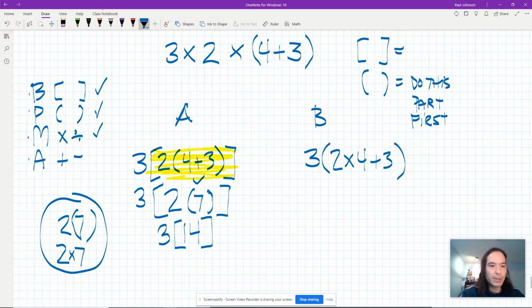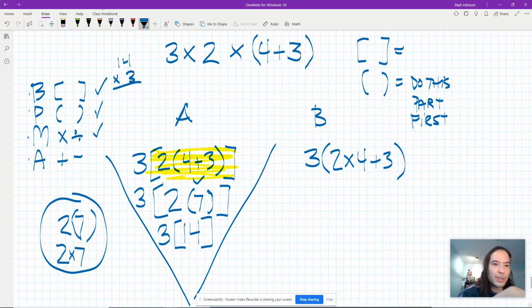3 times 14. All right, 3 times 14 you might have to do on the side. And when you do math in this form, don't do the calculations inside the snow cone. Just do it to the side and then add it back to the problem. So our answer was 42.